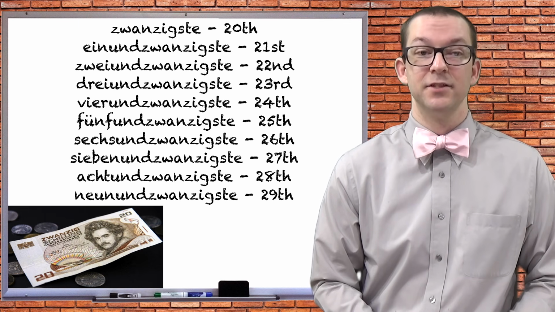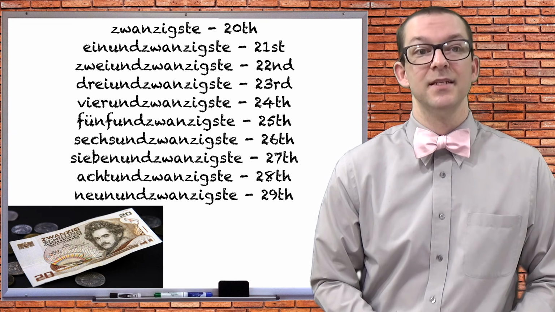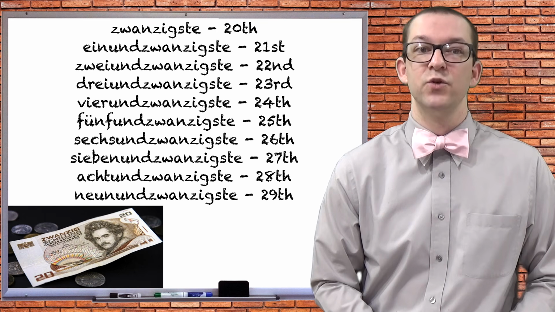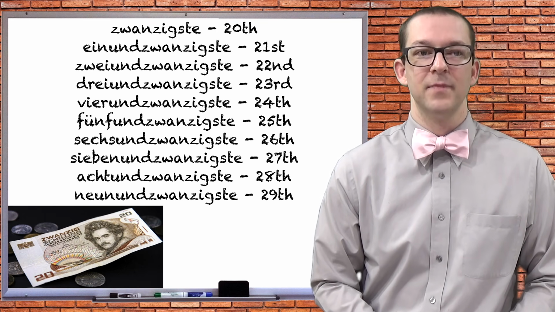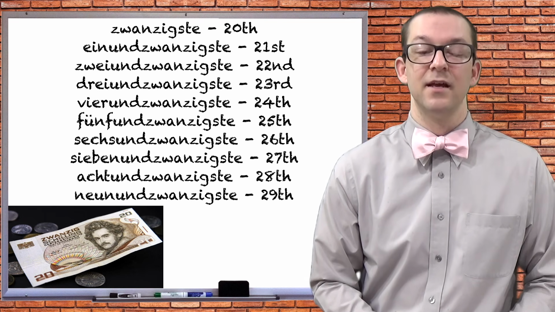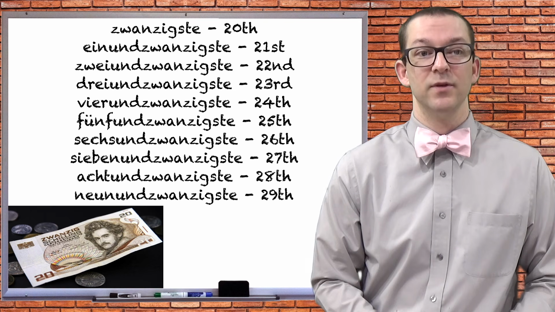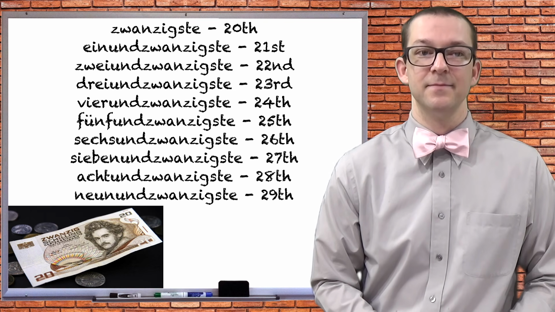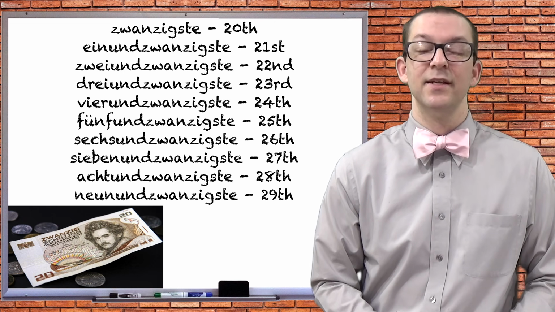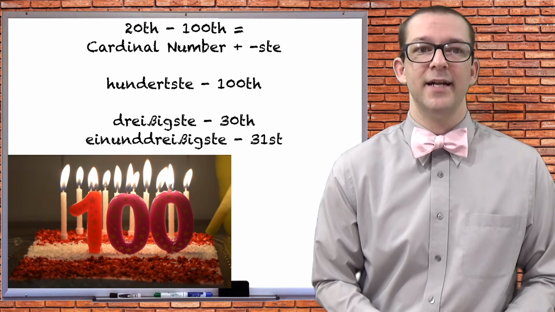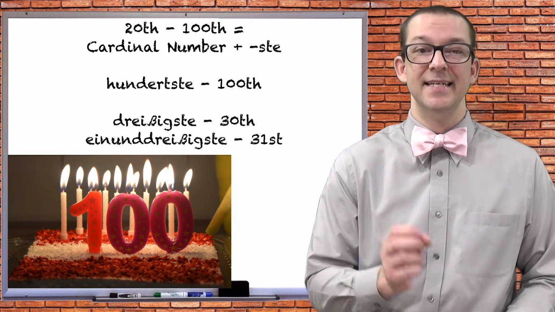Einundzwanzigste, 21st. Zweiundzwanzigste, 22nd. Dreiundzwanzigste, 23rd. Vierundzwanzigste, 24th. Fünfundzwanzigste, 25th. Sechsundzwanzigste, 26th. Siebenundzwanzigste, 27th. Achtundzwanzigste, 28th. Neunundzwanzigste, 29th. Numbers after 29 follow the same pattern by adding STE to the end.